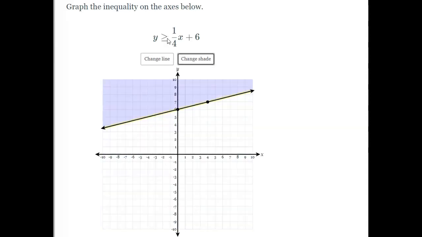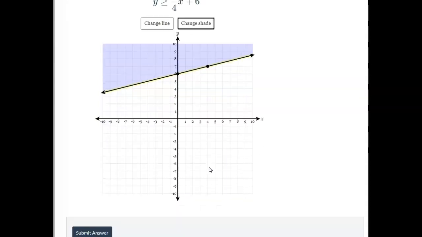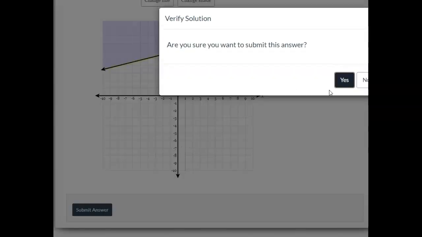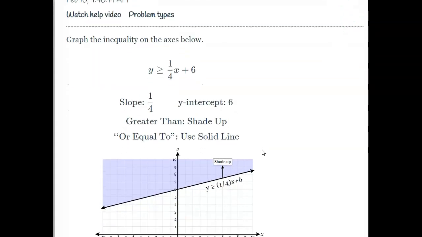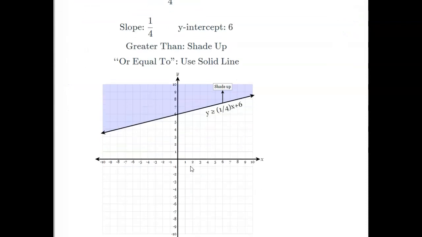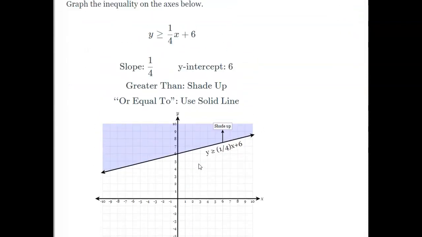So the shading for this is above because y is greater than, so I'm going to change the shade to be above. Then I'm going to go down and submit my answer. And we see that we have graphed this correctly. So that's one type of question you're going to see today.